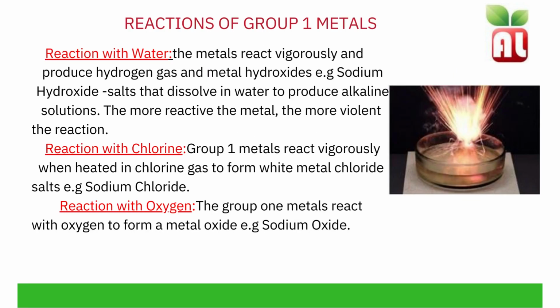The reactions of the Group 1 metals. Reacting Group 1 metals with water, they react vigorously and produce hydrogen gas and metal hydroxides. For example, sodium reacting with water will produce sodium hydroxide and hydrogen gas. Hydroxides are salts that dissolve in water to produce an alkaline solution due to the presence of the OH-, the hydroxide ion. The more reactive the metal, the more violent the reaction.